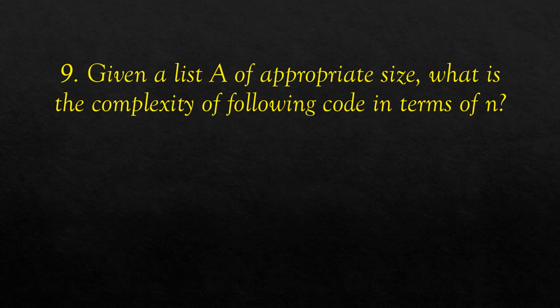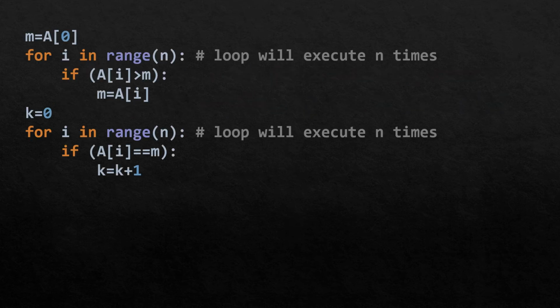Next question: given a list A of appropriate size, what is the complexity of the following code in terms of n? As you can see here, there are two for loops in this piece of program. First, m is equal to a of 0, for I in range n: if a of I is greater than m, m is equal to a of I. So this for loop will execute n number of times, taking I value from 0 to n.